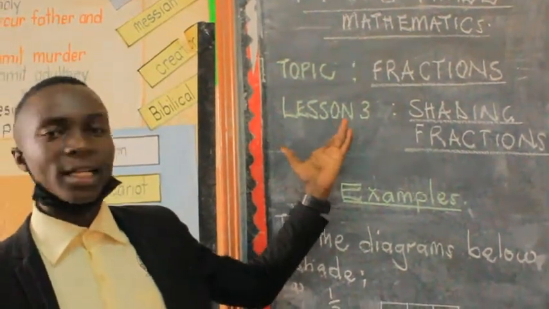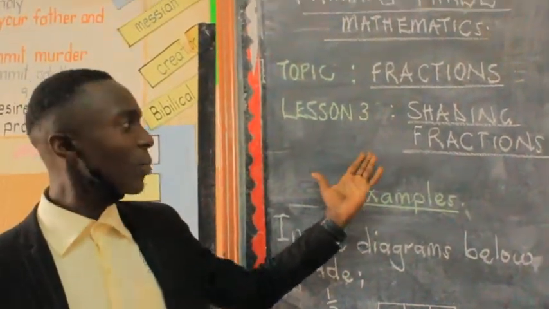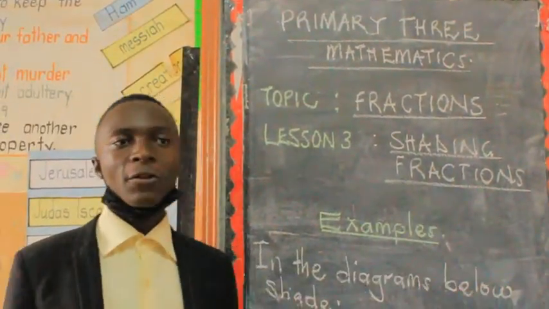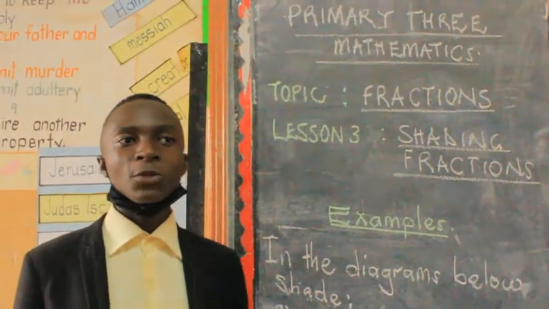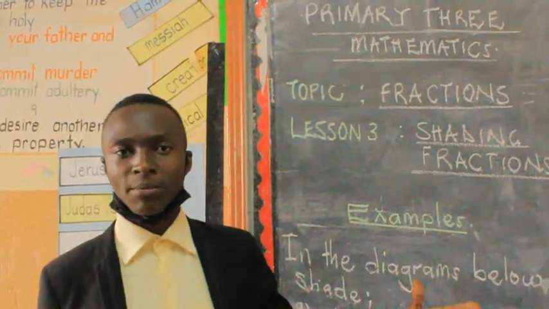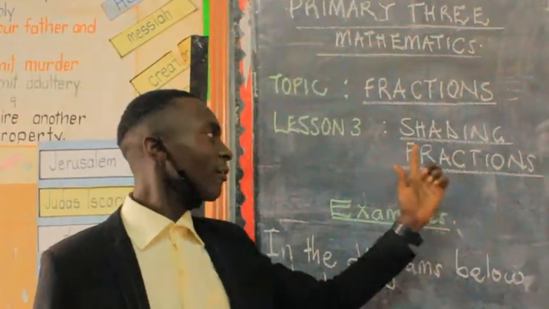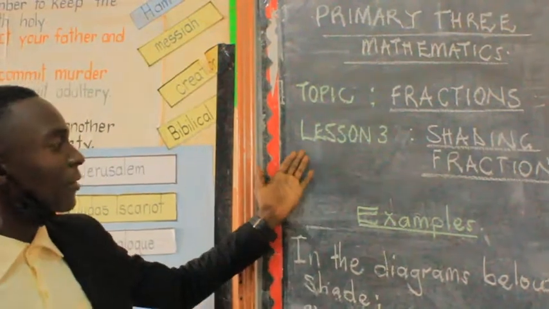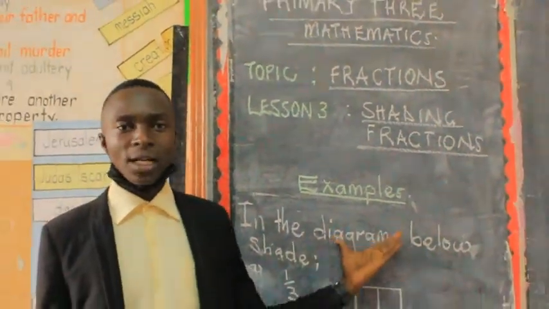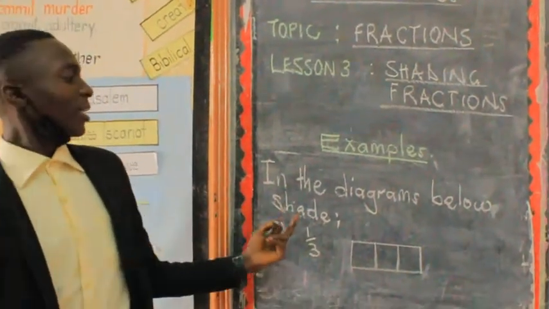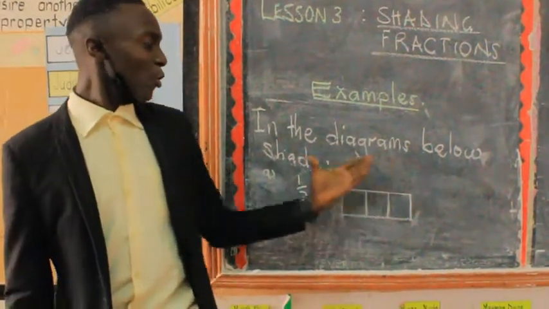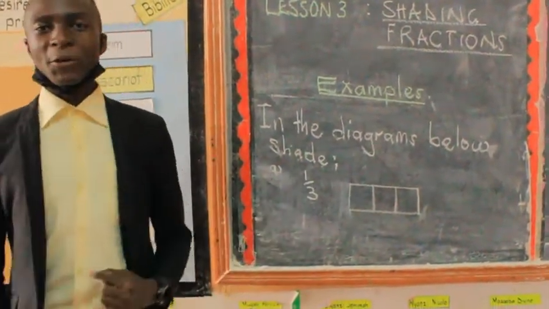Remember, last time we looked at lesson 1 and lesson 2. So now we are going to look at lesson 3, known as shading fractions. If you can remember, in our lesson 2 we looked at naming fractions, but now we are going to look at shading fractions as our lesson 3. Here is one of our examples, and it says in the diagrams below, shade 1 out of 3.